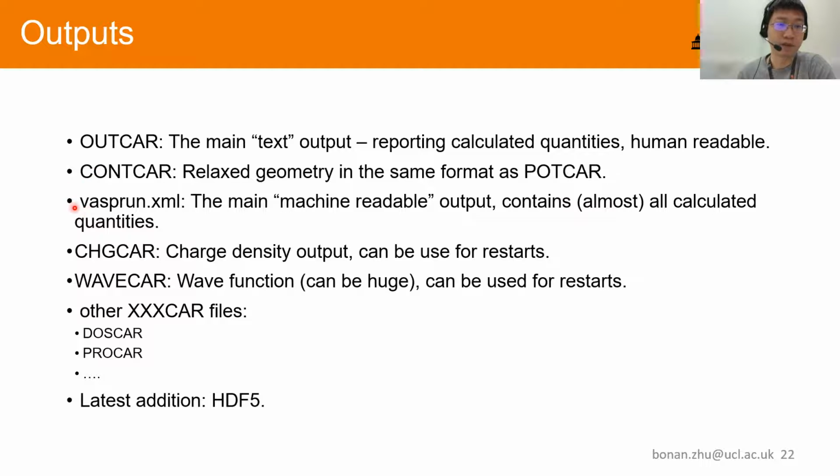There's also an XML file, which is machine readable, so you can use your XML parser, but it can get a bit difficult to read if your calculation is killed or did not finish because of various reasons. There's also CHGCAR and WAVECAR for charge density and wave functions. There are also other files as well, and the latest version of VASP supports an HDF5 interface, so you can write an HDF5 file archive, and then you can read it.